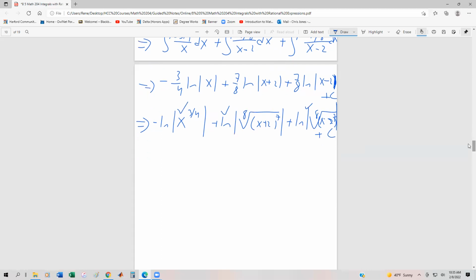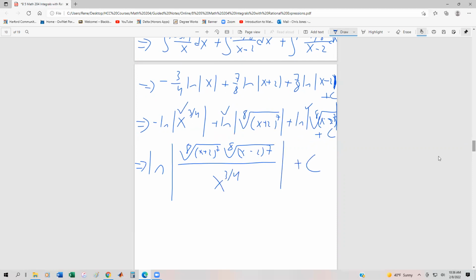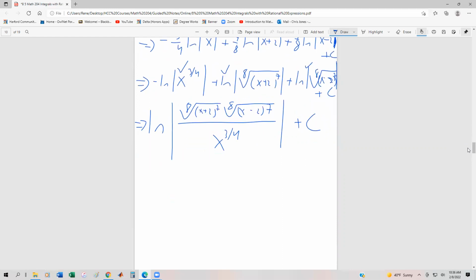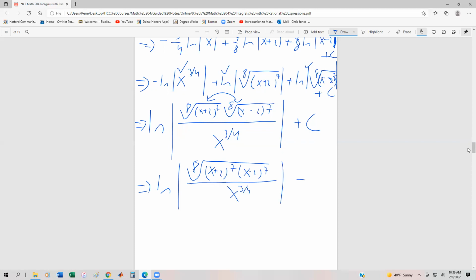And so if we were to simplify all this, one possible answer as a single logarithm could be the 8th root of x plus 2 to the 7th, 8th root x minus 2 to the 7th, divided by x to the 3/4 power plus c. Another way to write this, if you elected to, is to merge these two together, and you get ln of the absolute value of the 8th root of x plus 2 to the 7th, x minus 2 to the 7th over x to the 3/4 plus c.